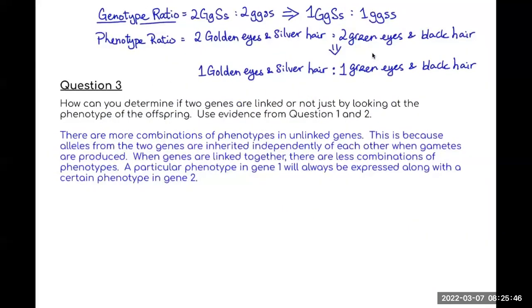The combinations, or whether or not there's a hybrid between the phenotype of the two genes. Cool. So that's it for the practice question answers.